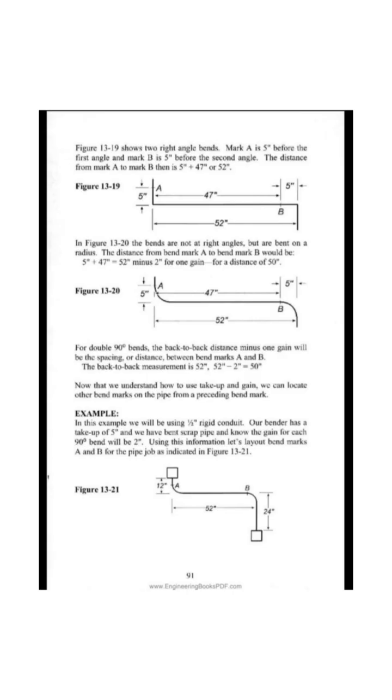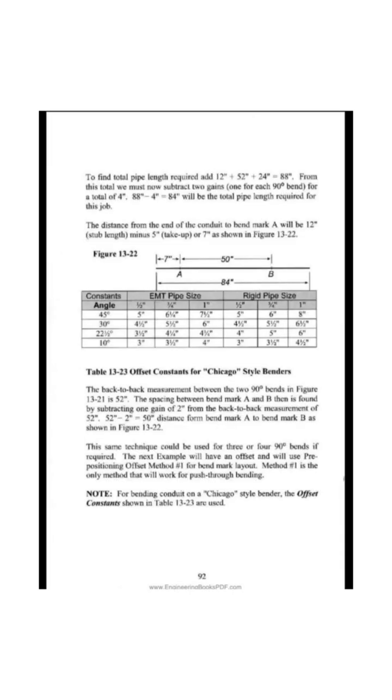To find total pipe length required, add 12 inches plus 52 plus 24 equals 88. From this total we must now subtract 2 gains, one for each 90 degrees bend, for a total of 4. 88 inches minus 4 inches equals 84, will be the total pipe length required for this job. The distance from the end of the conduit to bend mark A will be 12 inches, stub length, minus 5 inches, take-up, or 7 inches as shown in figure 13-22.